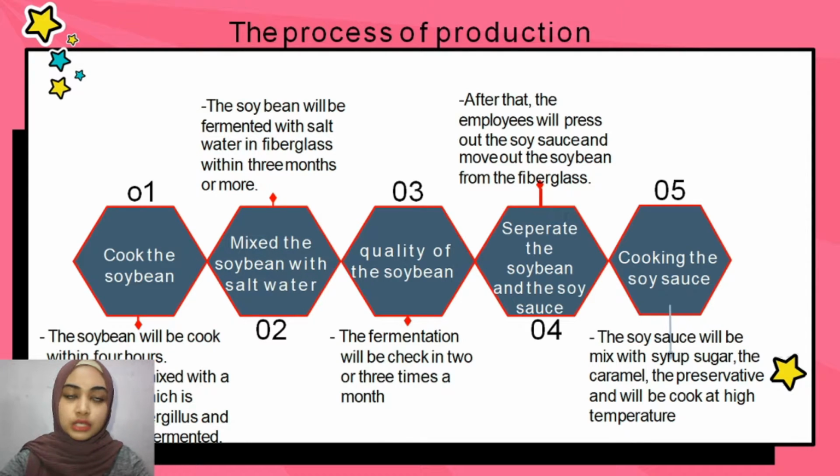Next, the workers will pour all the soy sauce into the pump process to be moved to the cooking process. And then, while cooking the soy sauce, they will make sure that they maintain a temperature of 95 degrees or above. This is because when the soy sauce is not hot enough, bursting will occur.